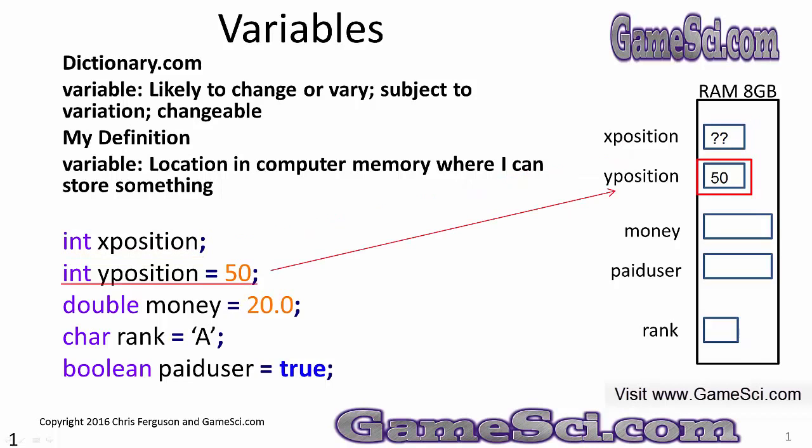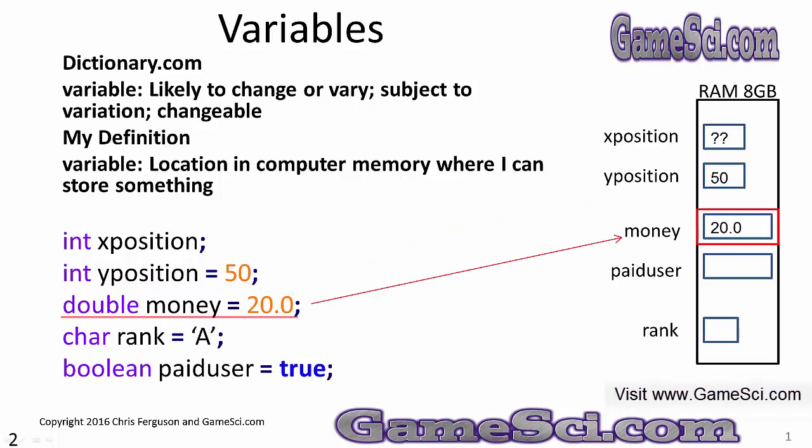The counterpart to the X position is the Y position. Again, in a two-dimensional game, you need to keep track of the X and Y coordinate of the character. So I'm declaring int Y position, and this time I'm going to assign it an initial value of 50. So not only will it allocate space in computer memory, but it will store the value 50 in there. Now, it's called a variable because this can change. As the character moves, we plan to change this value. An integer is a whole number without a decimal point. You can see there is no decimal point in this number.